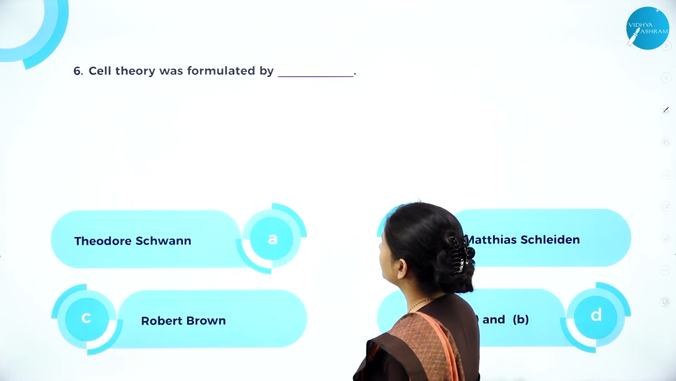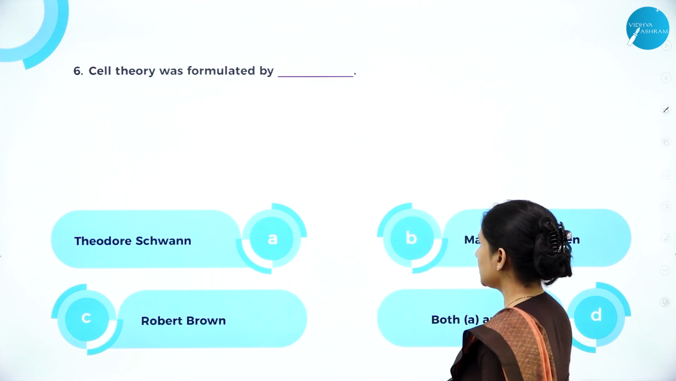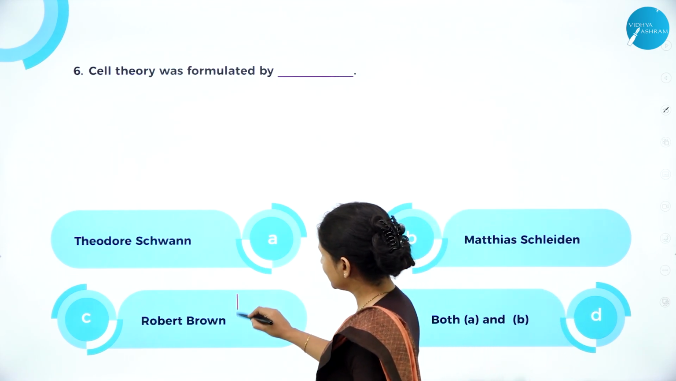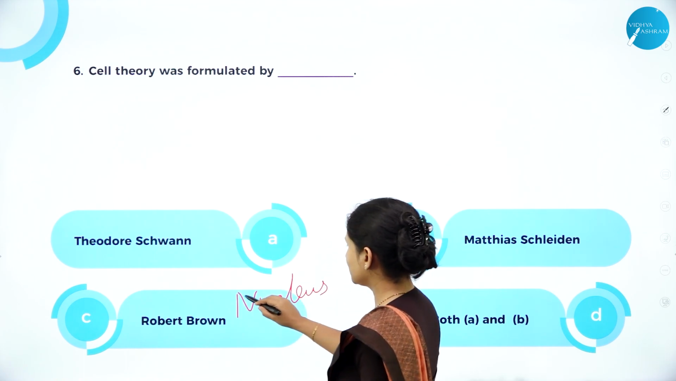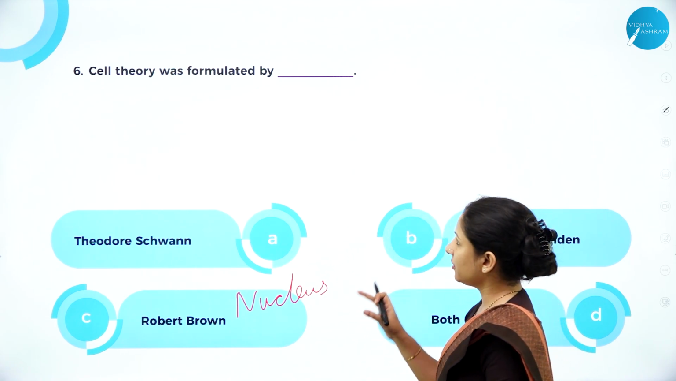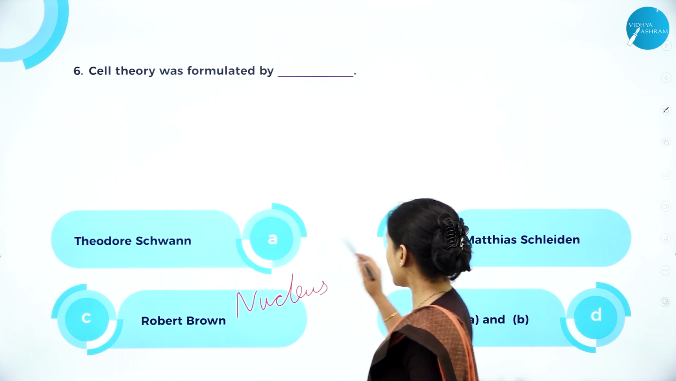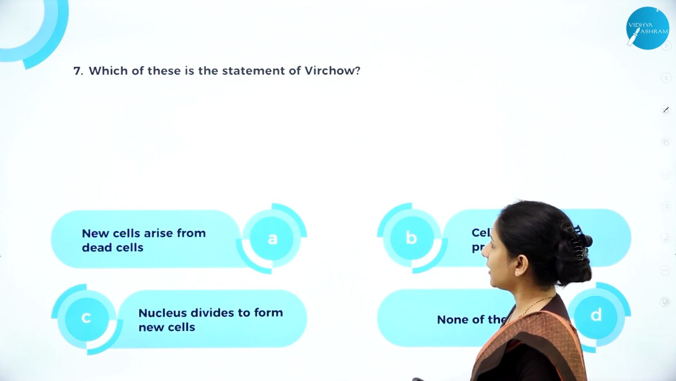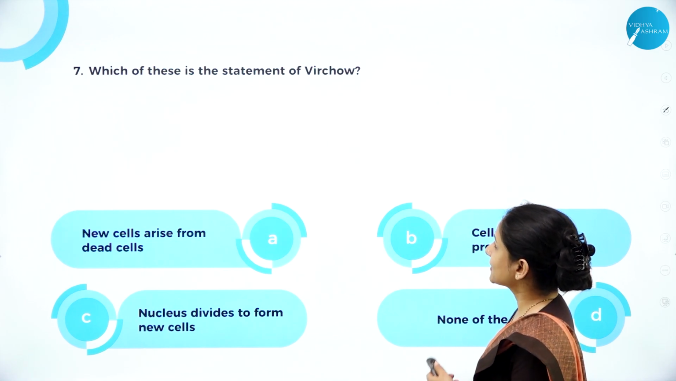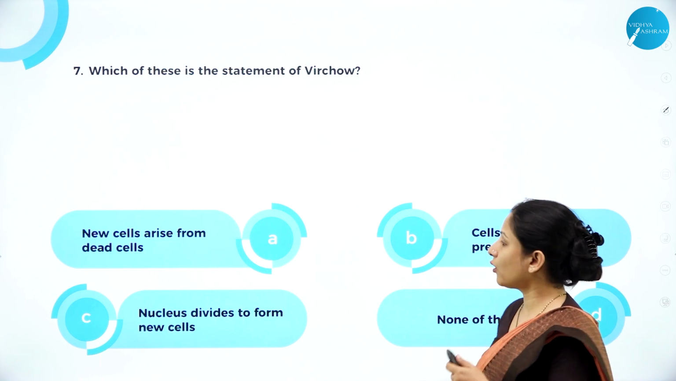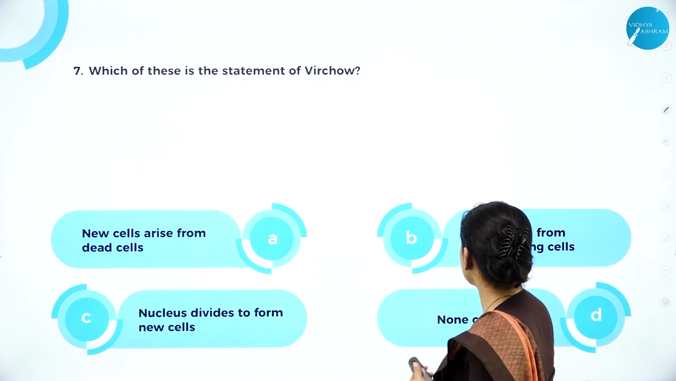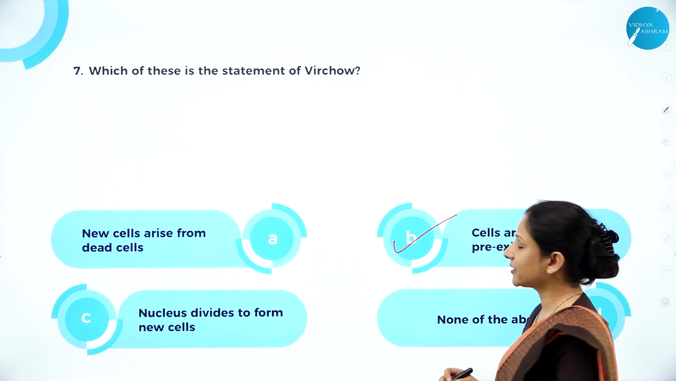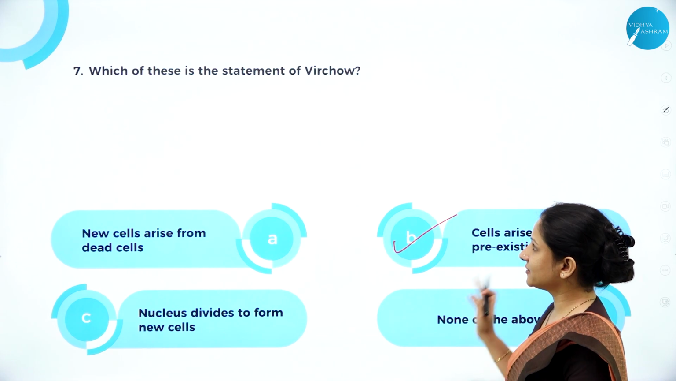Next question. Cell theory was formulated by Theodor Schwann, Matthias Schleiden, Robert Brown, both A and B. So the option is both A and B because Robert Brown actually discovered the nucleus. He didn't give a hypothesis or contribute to the formation of the cell theory, but cell theory was formulated by Theodor Schwann as well as Matthias Schleiden, both of them. Therefore, both A and B, option D, is the right answer. Next, which of these is the statement of Virchow? That is Rudolf Virchow. What is the statement? New cells arise from dead cells. Cells arise from pre-existing cells. Nucleus divides to form new cells. None of the above. The right option here is cells arise from pre-existing cells. So option B is the right answer.